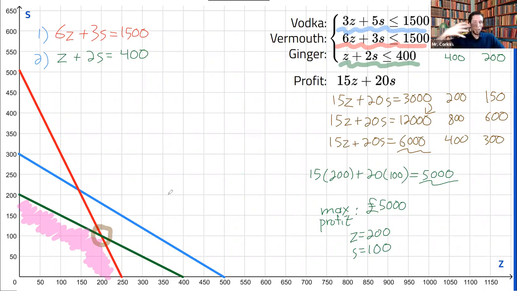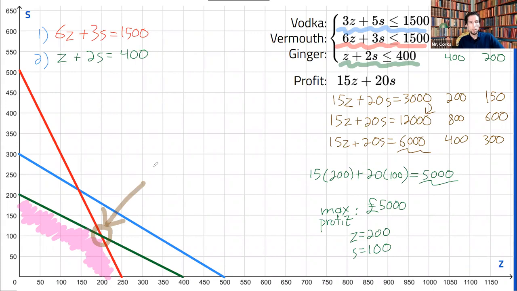Let's try to apply this to the real world situation, back to this drink manufacturing company. They have this limited supply of vodka and vermouth and ginger. And the way to maximize their profit is to use this point represented here. It's on the limits. It's on these constraint lines for red and green, for vermouth and ginger.